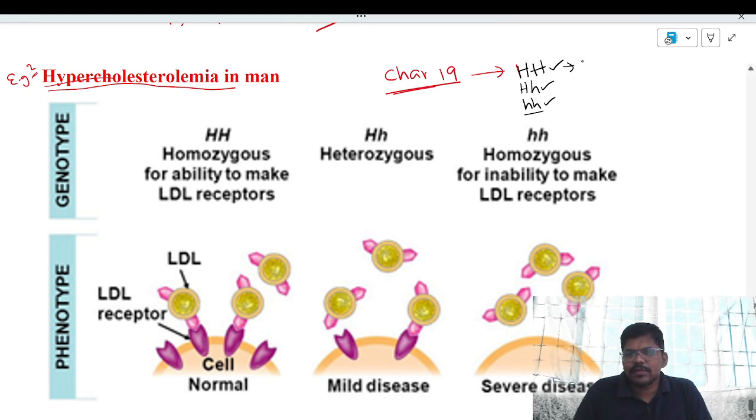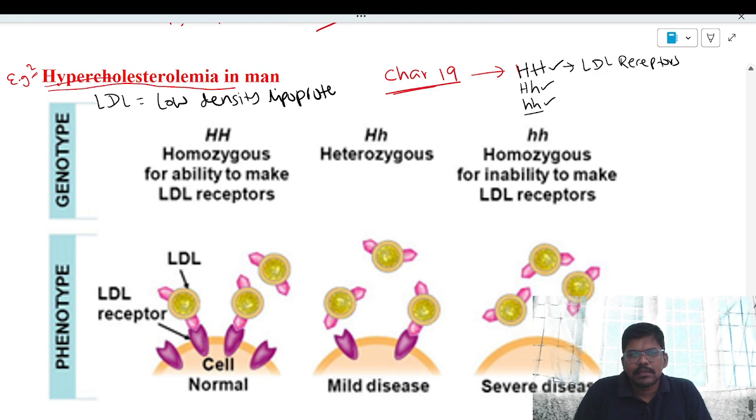What will these alleles produce? They will produce the LDL receptors. LDL full form is low density lipoprotein. This LDL can carry cholesterol; it can transport the cholesterol within the blood. What is the function of LDL? Transport cholesterol. If LDL levels are high in the body, that leads to heart attack and accumulation of cholesterol in the walls of blood vessels. That is bad cholesterol. LDL levels increase the bad cholesterol.